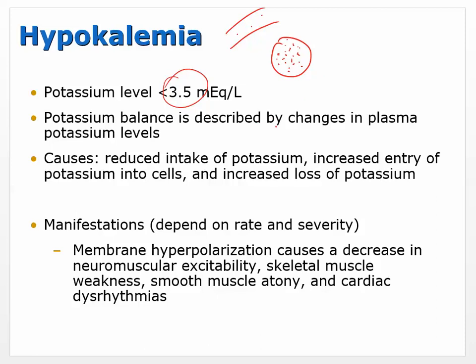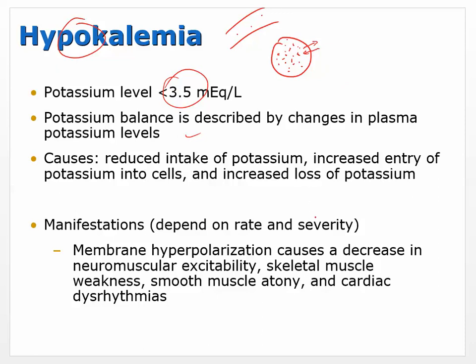So potassium balance is described by changes in plasma potassium levels, which makes sense. Plasma potassium levels cause reduced intake of potassium. So we're talking about hypo, or reduced. Reduced intake of potassium can cause increased entry of potassium into cells. So when might potassium move into cells? Well, maybe when hydrogen is moving out of the cells, because of that exchange.